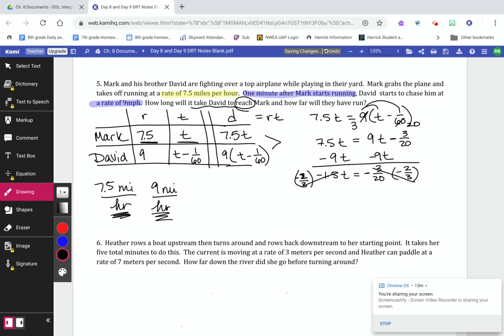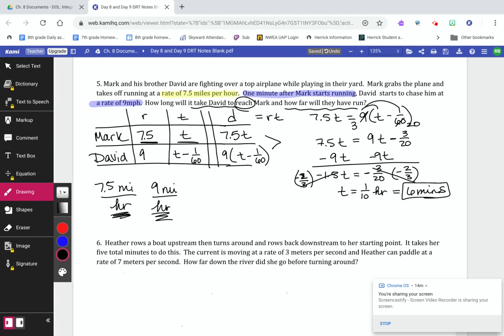And over here, the 3's cancel, and our time is going to equal 2/20, which is 1/10 of an hour. And 1/10 of an hour would equal 6 minutes. So from there, that's the time. It's going to take 6 minutes for them to reach each other. That's the first part of the question we need to answer.